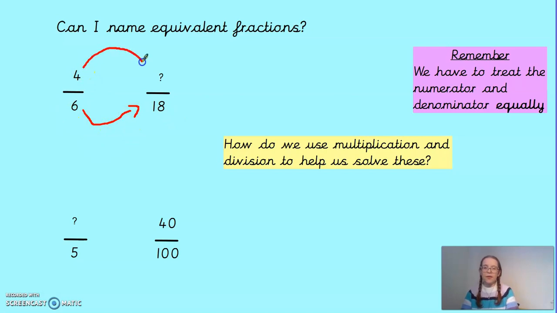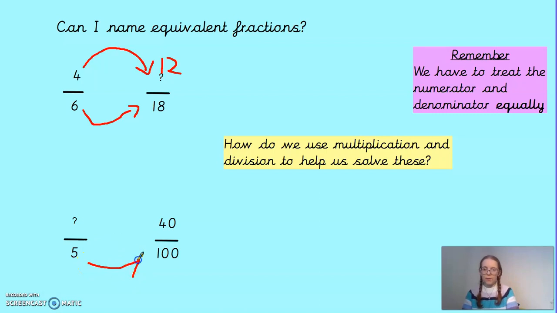Right, so from 6 to 18, I had to times 6 by 3. So how much do I need to times my 4 by? What do you think? I'm going to have to do exactly the same, so I'm going to do 4 by 3, which is going to give me 12. So the equivalent fraction here is 12 over 18, or 12/18.